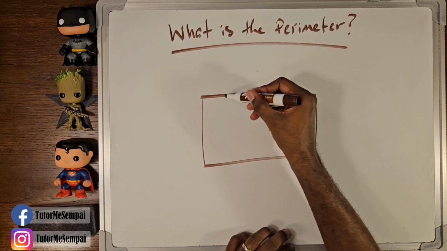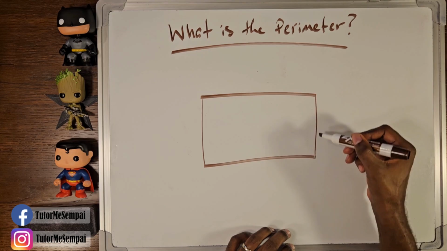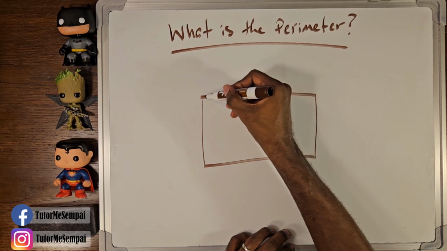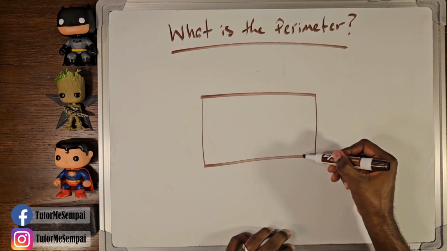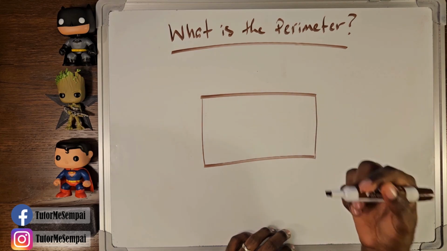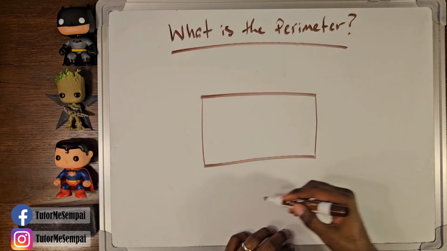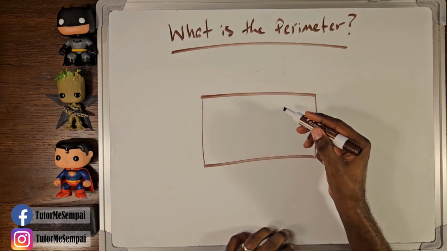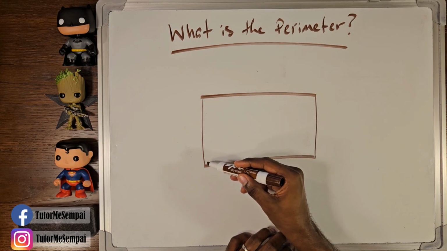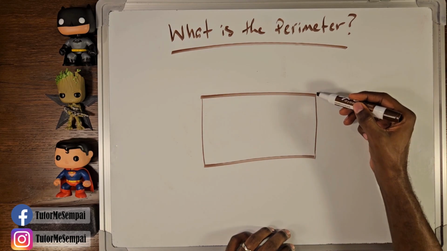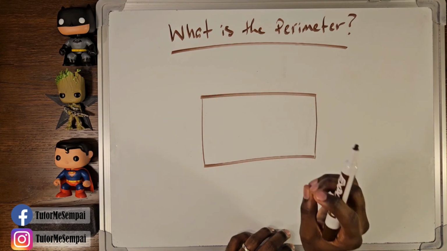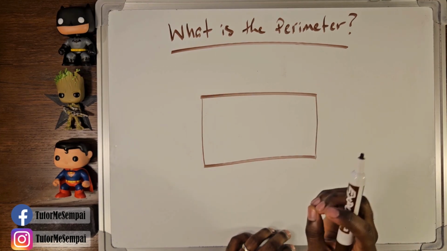You just hit up each and every side. So you're traveling along the border, you're traveling along each side, and that's your perimeter. You're not getting too much and you're not getting too little. You're traveling exactly around the shape. The smallest distance around the shape is going to be your perimeter.